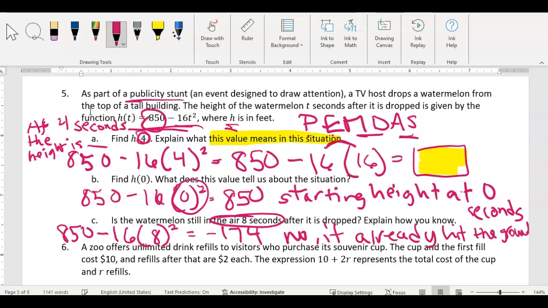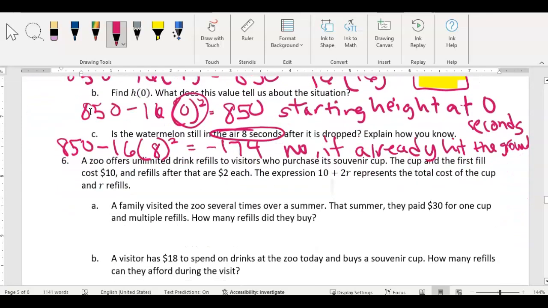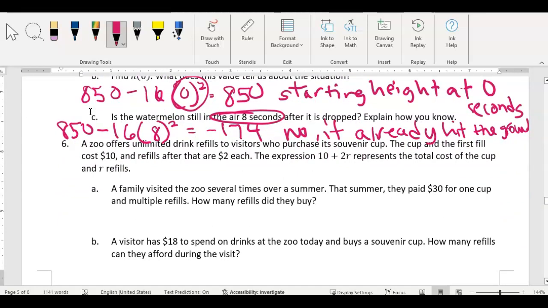We could also plug that into the calculator and graph it and see what it looks like at 8 seconds, right? Where is the y value at x equals 8.